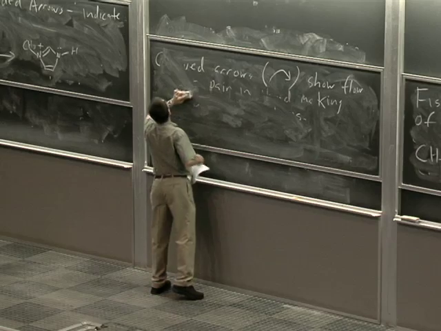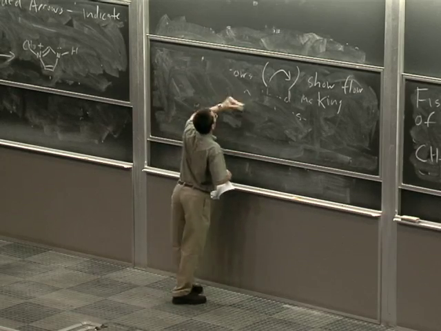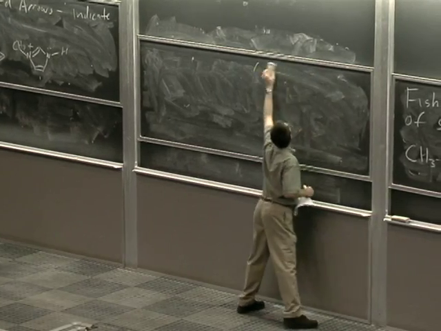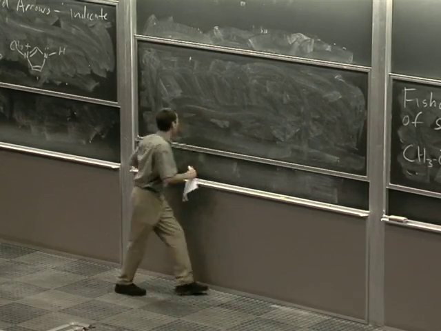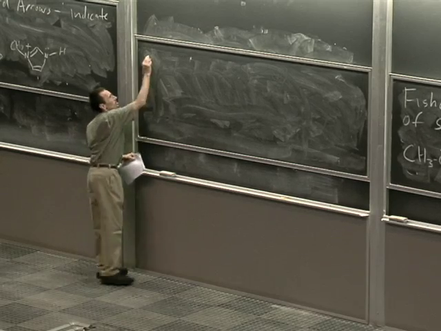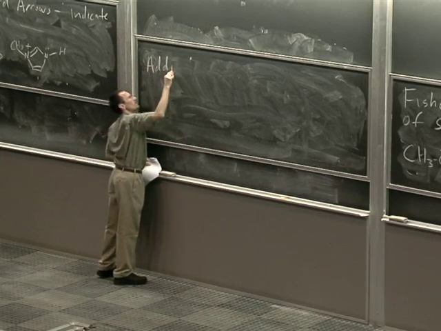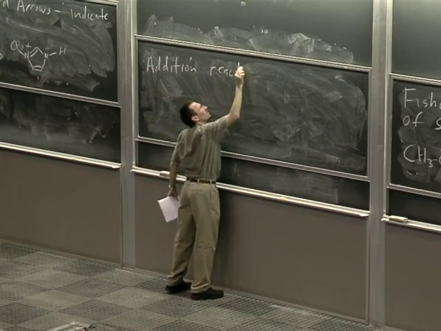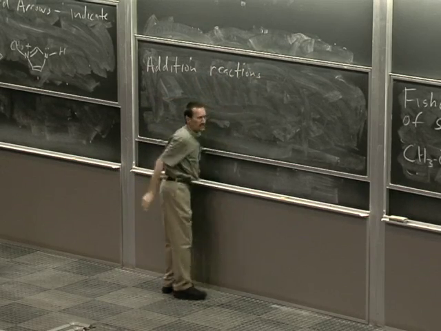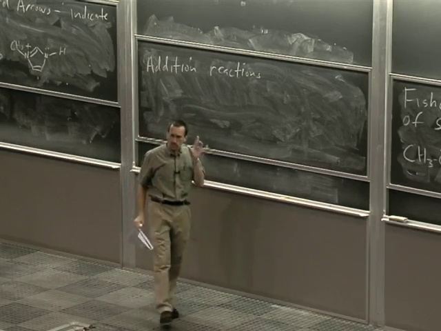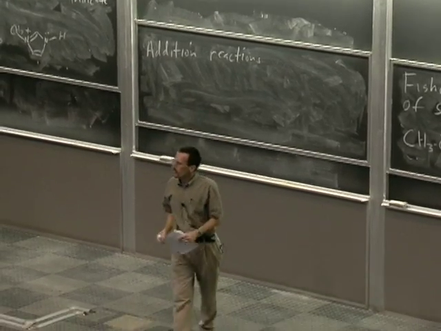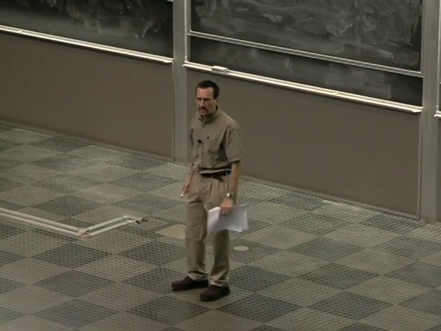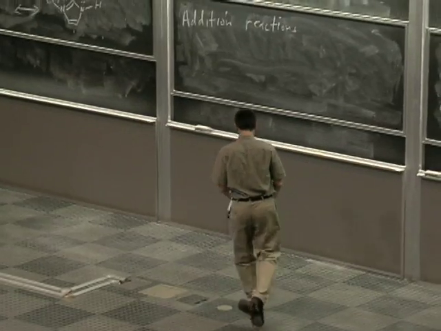All right, let's talk about a different type of reaction, one that you're going to see. We'll talk about addition reactions. So we talked about substitution reactions. And the basic idea of an addition reaction is we're going to add something across a pi bond. In the process, we're going to break the pi bond and form two new sigma bonds.